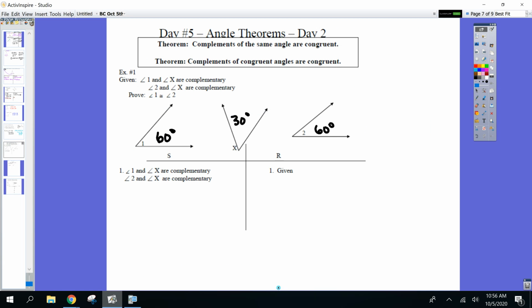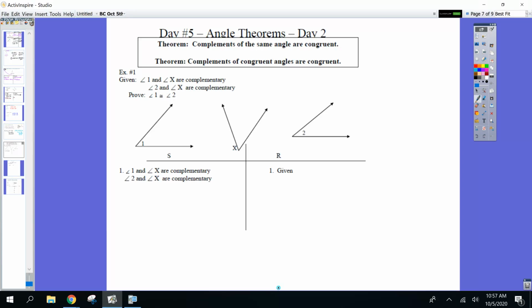In the proof statement, give me one of the angles in the proof statement, Sean. Angle 1 is 60. No. I'm not using the numbers anymore. One of the angles in the proof statement was angle 1, correct? Look back at the givens for me, Sean. What did I know about angle 1? It was complementary with angle X. Everyone hear that? What's the other angle in the proof statement, Sean? 2. And what did I know about angle 2 in the givens?